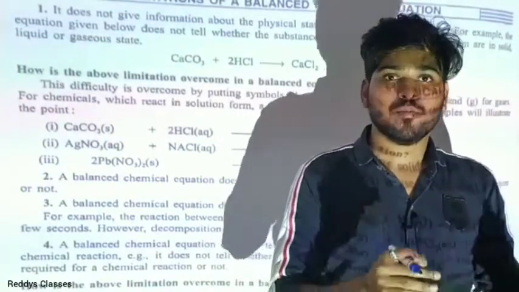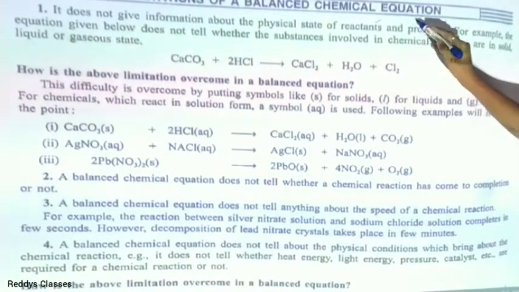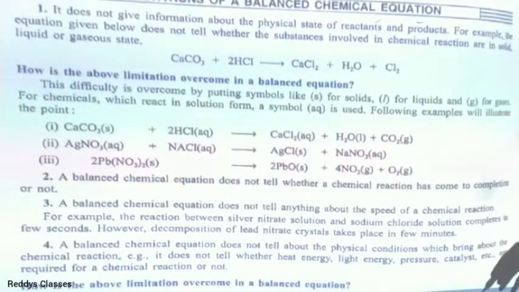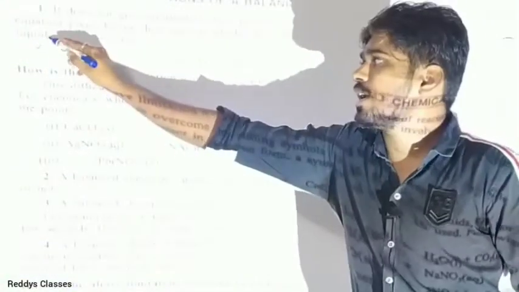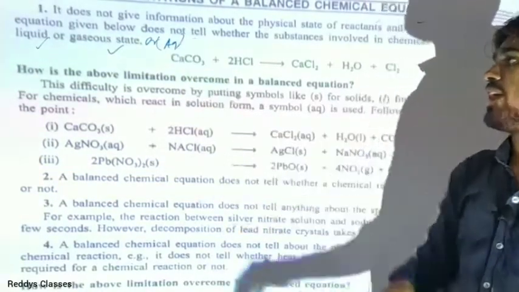So it does not give information about the physical state of the reactants and products. For example, the equation given below does not tell whether the substances involved in a chemical reaction are solid, liquid, gaseous or aqueous, AQ.